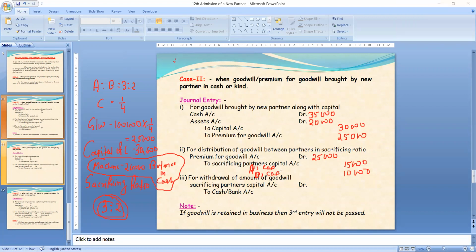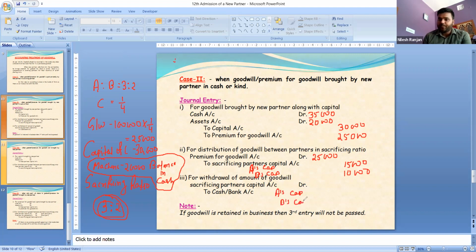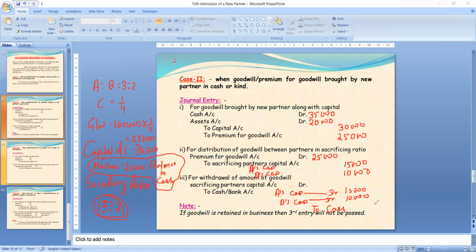Now for withdrawal of the amount of goodwill. If A and B both are withdrawing their amount, we have to debit A capital and B capital, to cash. These two are on the debit side: 15,000, 10,000, and 25,000 in total. Is this clear? Yes, sir, it's clear.